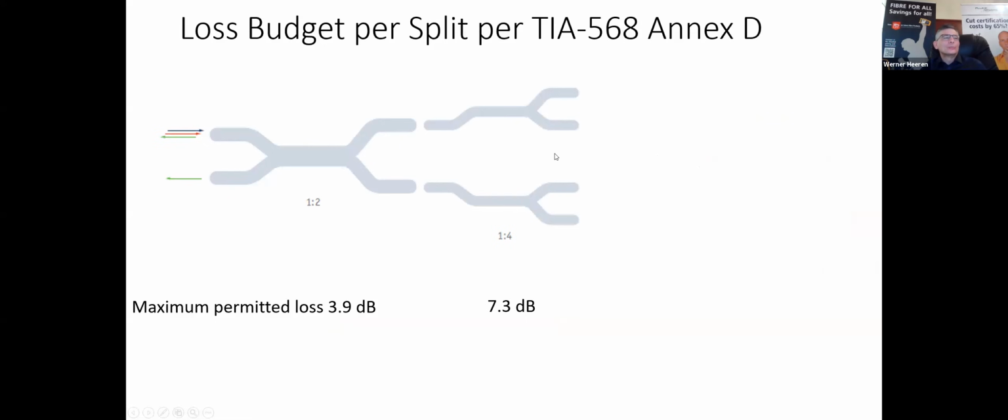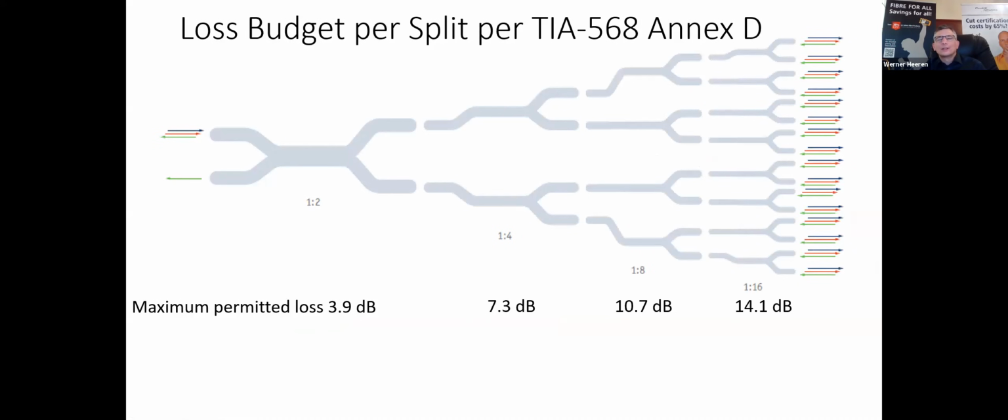So here you see the more you go in splitting, the higher the loss. Here the maximum permitted loss is 3.9. For a 1 in 4 split, 7.3, 1 in 8, 10.7, and 1 in 16, 14.1 dB. That's then your maximum permitted loss in this setup if you work according to TIA 568 Annex D.